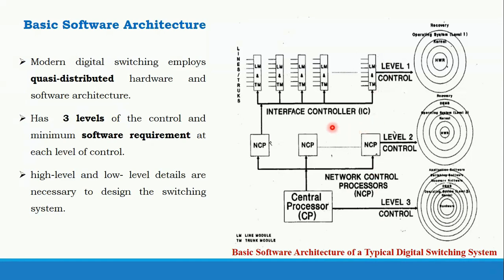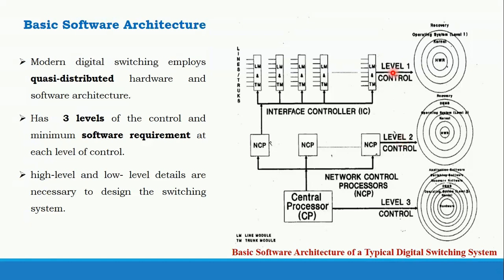You'll already know the operating system. The operating system acts as a manager itself, so here it will be controlling each level. At each level, operating system level 1, level 2, level 3 is given. Usually the lines are connected to interface controllers, interface controllers are connected to NCPs, and NCPs are connected to the central processor. So this is level 3 control, level 2 control and level 1 control.